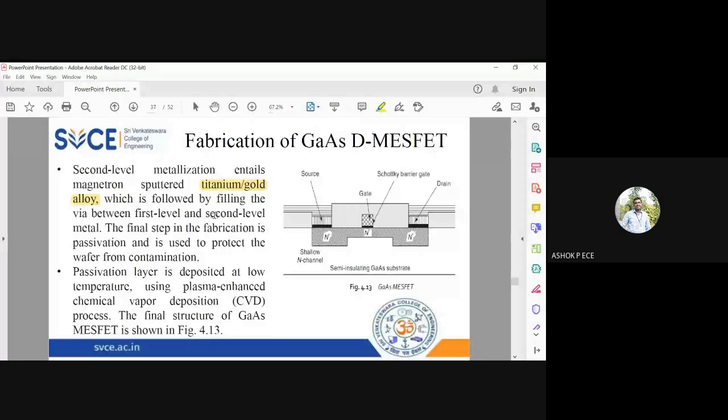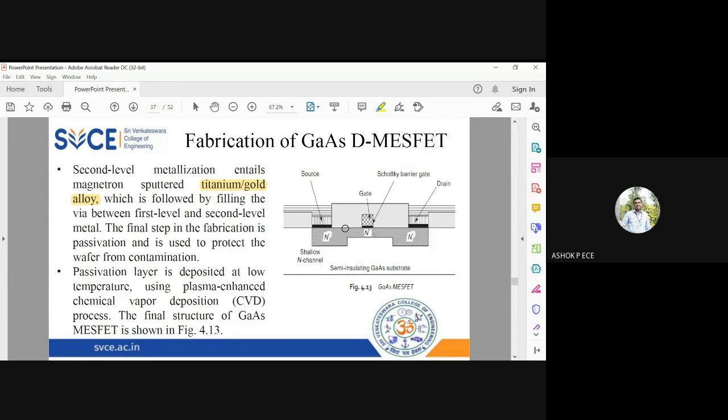The final step in fabrication is passivation, used to protect the wafer from contamination. The final step is going to be passivation. Passivation means you're going to deposit a passivating layer at low temperature using plasma enhanced CVD, chemical vapor deposition. So that will complete the fabrication of your D-MESFET.